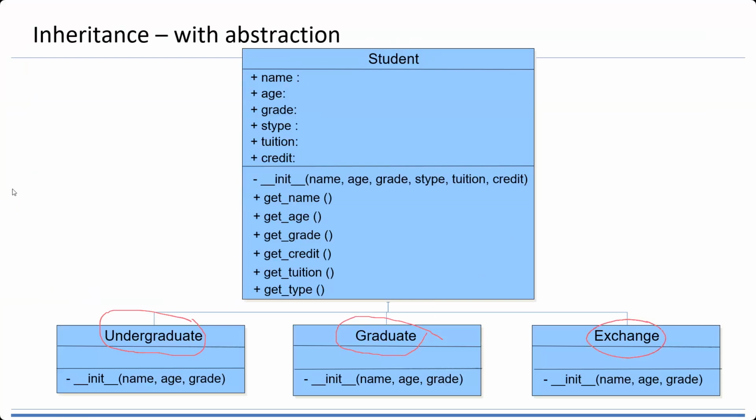It means whenever we create a new student, we will directly classify. If the student is undergraduate, then we use undergraduate. If the student is a graduate student, then we use the graduate object. If the student is only an exchange student, then we use the exchange class.